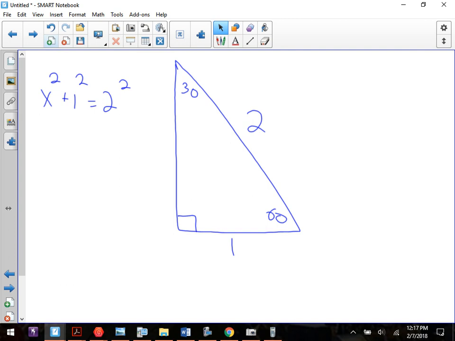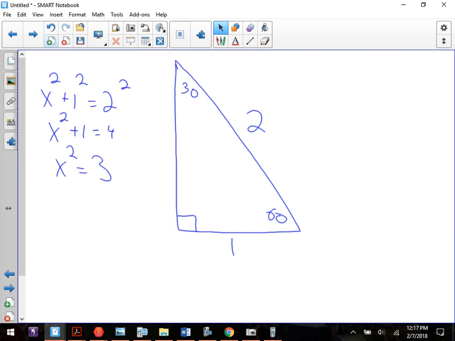And I'll get x squared plus 1 squared is 2 squared. Well, what's 2 squared? 4. What's 1 squared? It's 1. So you get the equation, x squared plus 1 is 4. What do I move first? 1. So then I get x squared is 3.